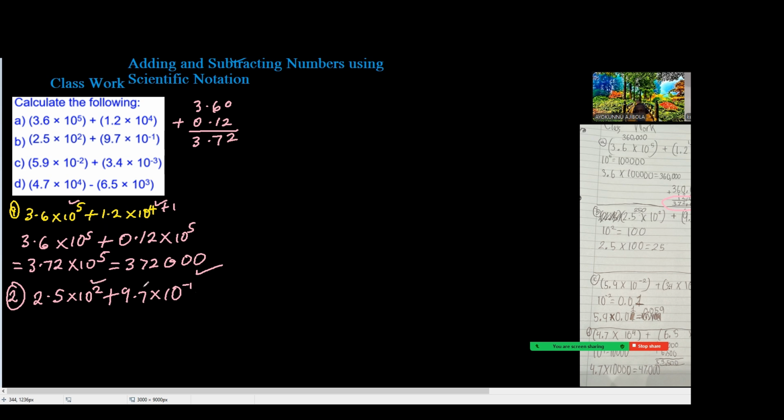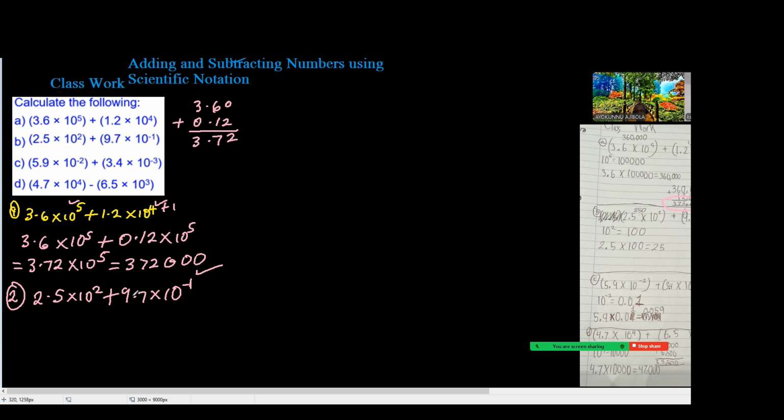Let's leave it at the highest power again. So that means we want this one to become 2. How can this become 2? It means we are adding 3 to this, because negative 1 plus 3 is going to give us 2. So if we are going to add 3, then we must reduce the value of this number because we're adding.